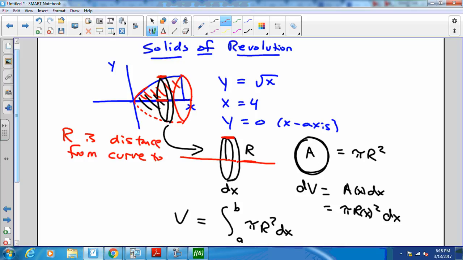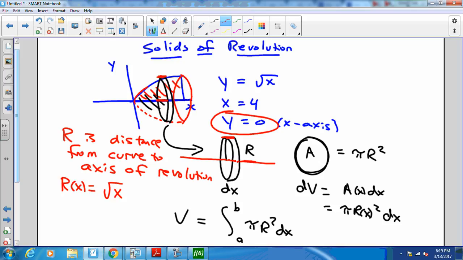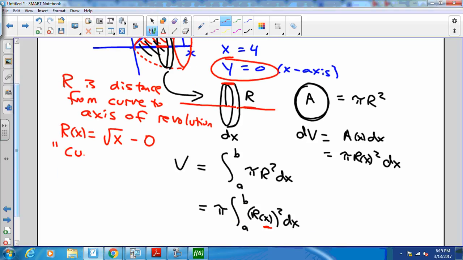So R is the distance from curve to axis of revolution. And in our particular problem, the axis of revolution was the axis y equals 0. And so the distance then is found by subtraction, and we can say that radius as a function of x is equal to the distance from the curve to the axis. Our slogan here is going to be curve minus axis.